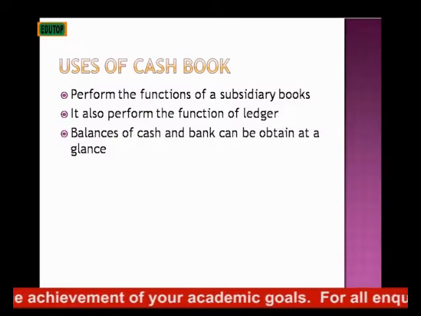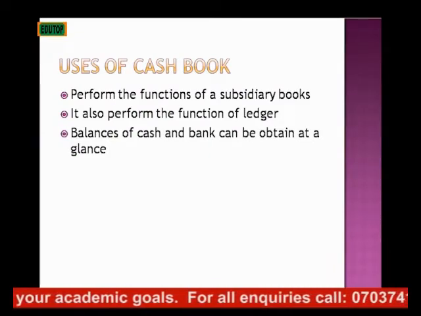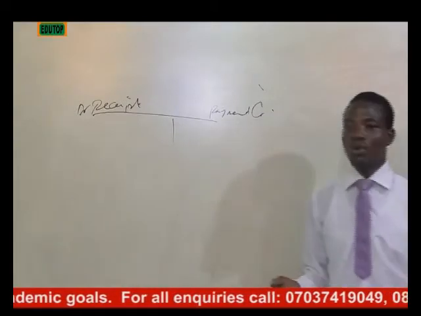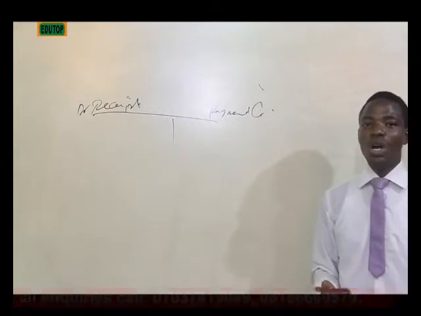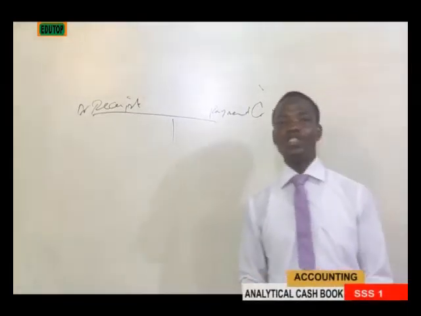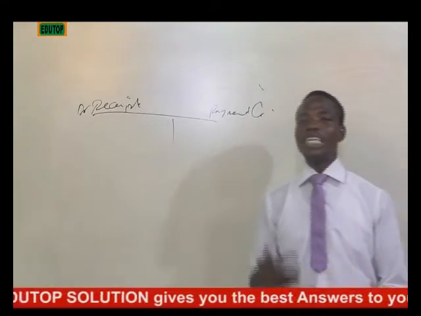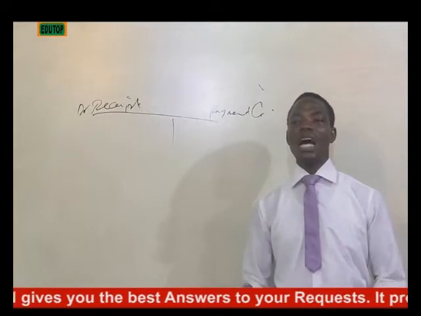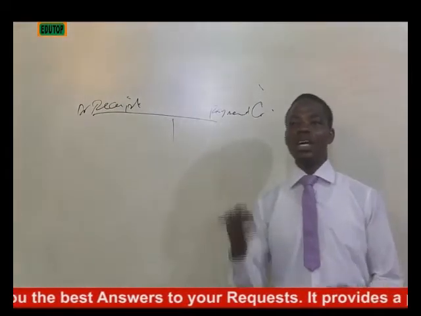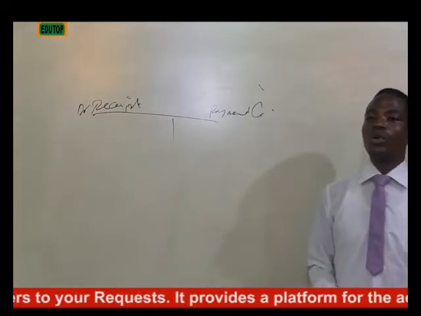Number one, a cash book performs the functions of a subsidiary book. We have different types of subsidiary books: under subsidiary we have the cash book, the sales journal, the purchase journal, the return inward journal, and the return outward journal. So the cash book performs the functions of a subsidiary book, because a cash book is also part of the subsidiary books.